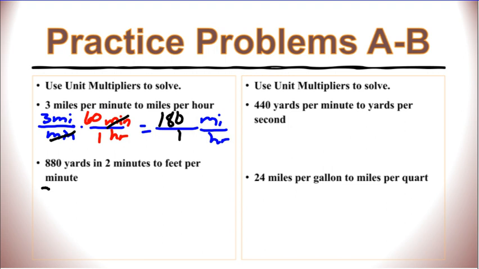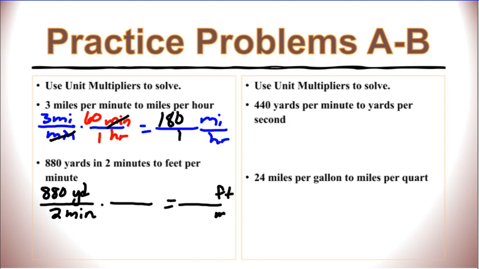Next one, 880 yards in 2 minutes. I need that to be in feet per minute. I know that I have to have feet on top and yards on the bottom because they have to divide. I know that there are 3 feet in 1 yard, so that would be my unit multiplier.